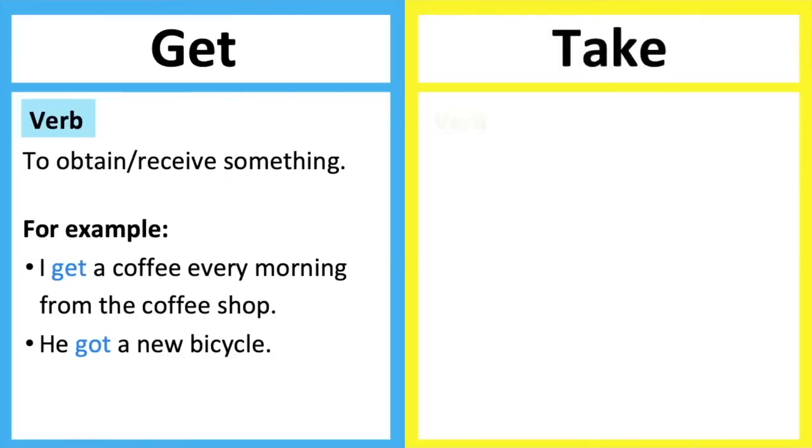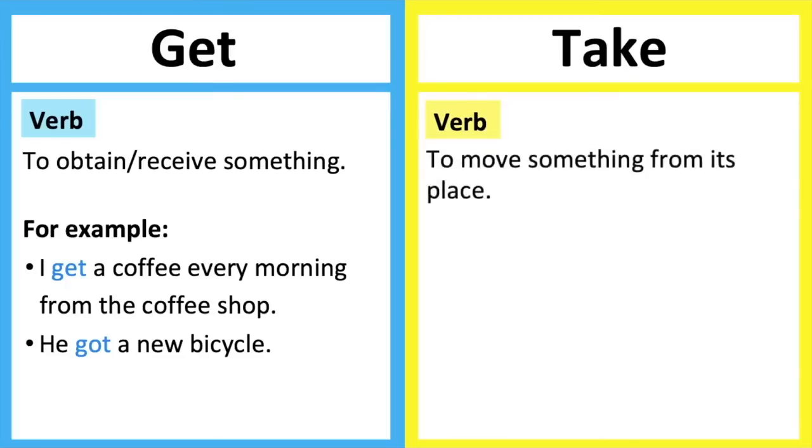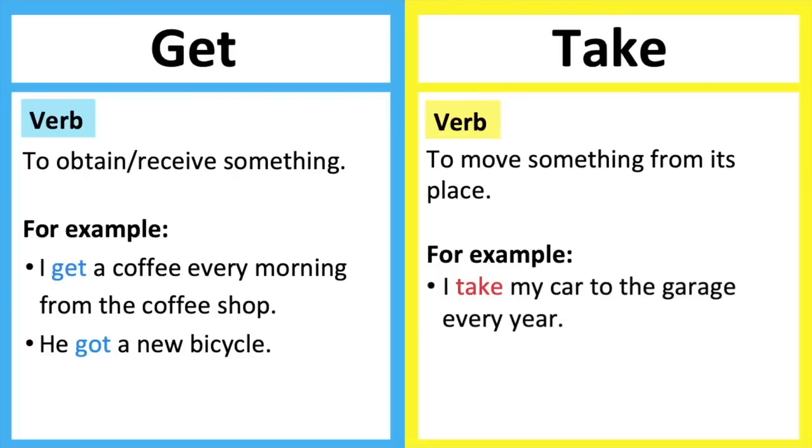Take. Take is a verb and it means to move something from its place. This usually involves one person, so the subject does the action. The present tense form is take and the past tense form is took. This can either be with permission or without permission. For example, I take my car to the garage every year. She took my pencil case.